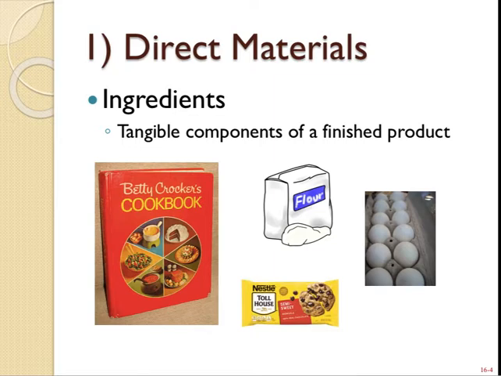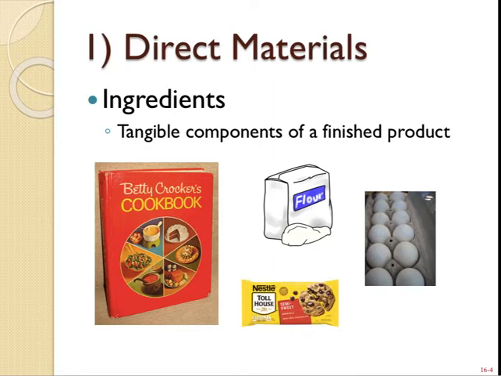So, for example, chocolate chips. Okay, so Nestle made these chocolate chips that are going into my chocolate chip cookies. So I would still consider these my direct materials that go in. I don't have to make the chocolate chips. So even if you buy components from other manufacturers, they would still be considered your direct materials, your raw materials that are going into the product.